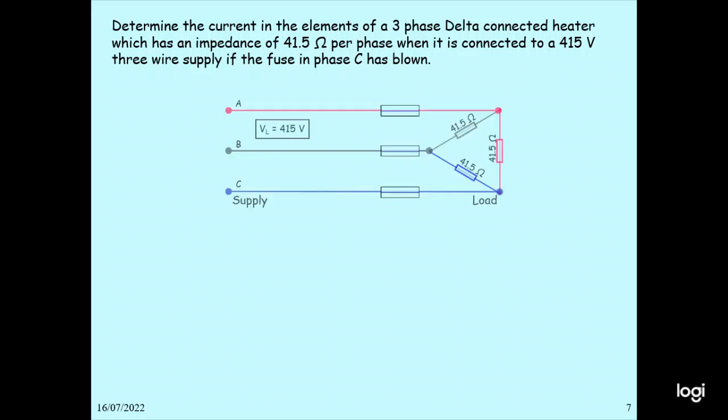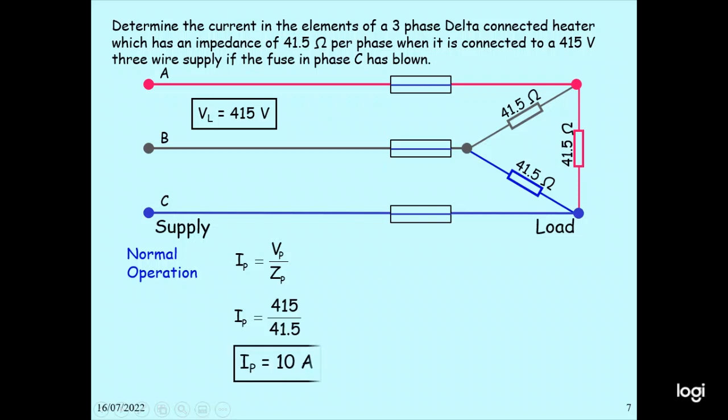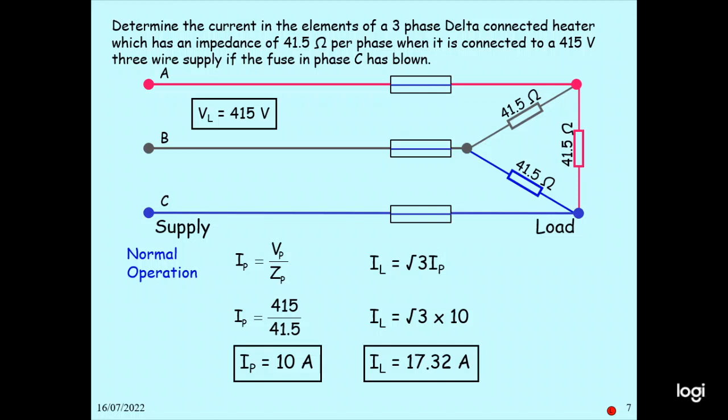So in this case, this is the delta connection, 41.5 ohm, supply voltage V equal to 415 volt. First is normal operation for all the delta connection, complete supply. In this case, IP equal to VP by ZP. So 415 by 41.5, you get the phase current equal to 10 ampere. Then you can also calculate the line current. Line current is root 3 times phase current. So root 3 multiplied by 10, you get 17.32 ampere.